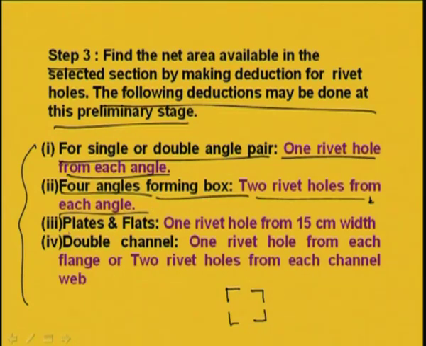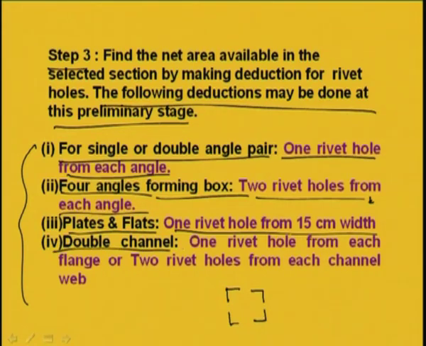Plates and flats, we can make one rivet hole from 15 centimeter width. So, if it is 30 centimeter width, 2 angle, means 15 to 30 centimeter width, then we can make 2 angle; 30 to say 40 or 45, 3 angle, like this, 3 rivets. So, like this we can make. These are some guideline, but we do not know how much it will be finally.